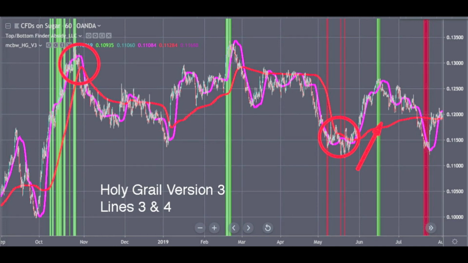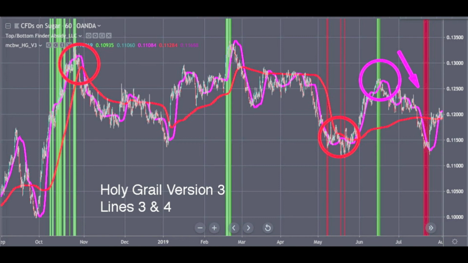Then we had yet another market top forming with a green area being formed and crossing under the pink line again. This was an incredible opportunity to go short on sugar on the 1 hour in June of 2019. Then we wait for a market bottom to form.